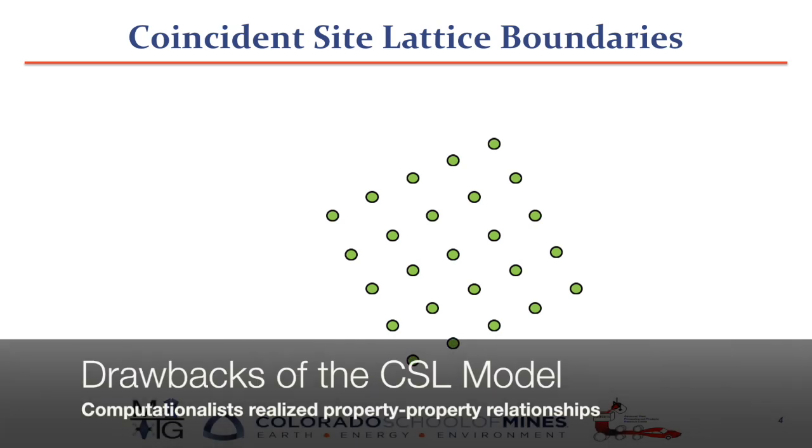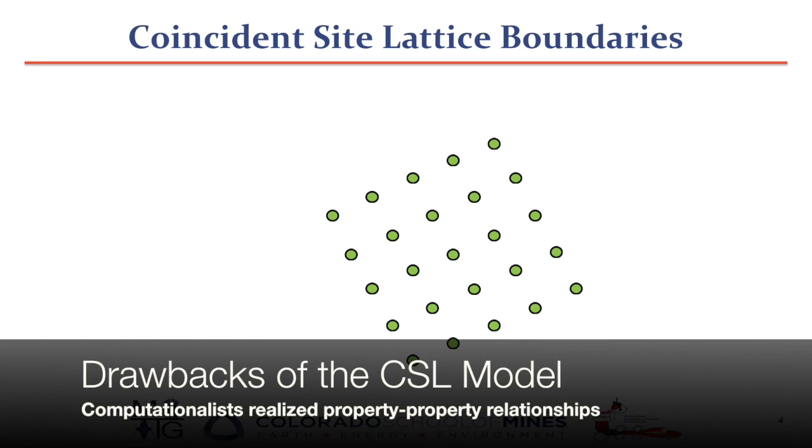And computationalists associate properties with properties and not structure with properties. For example, the energy of the boundaries was associated with embrittlement and cohesion, whereas a more robust method of association for computational purposes would be structure property relationships.